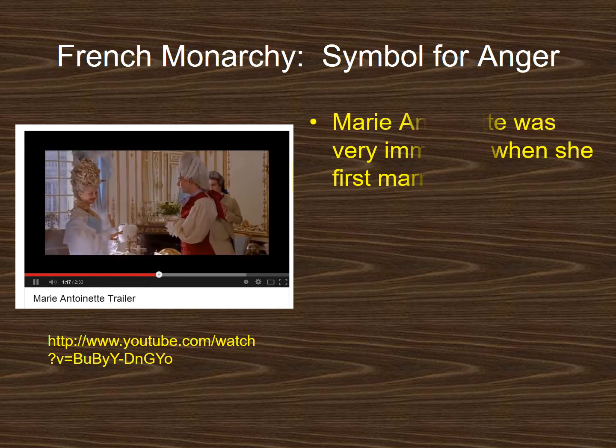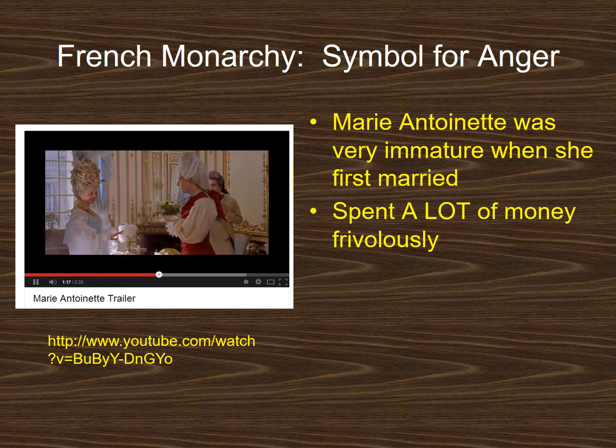Well, she was actually born in Austria, and when she was very young, just a teenager, she moved to France and she married the man who would eventually become Louis XVI. She was young, she had been used to living a lavish lifestyle, and she wasn't very excited about moving to a new area, and so she ended up spending a lot of money on many different things.